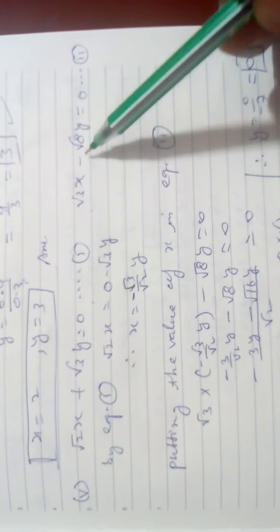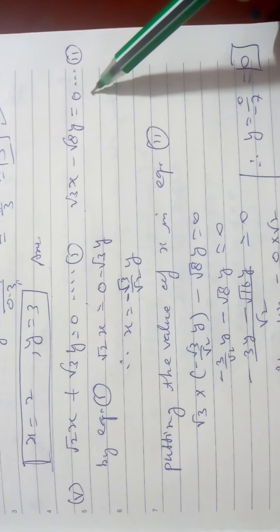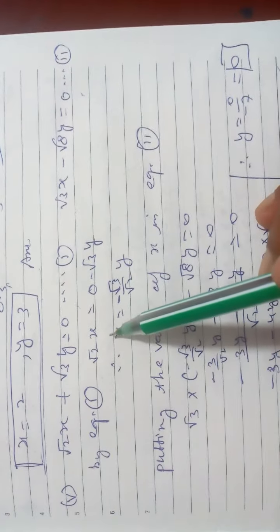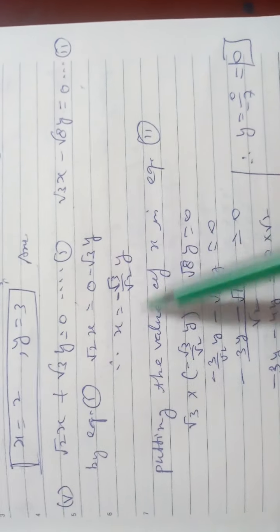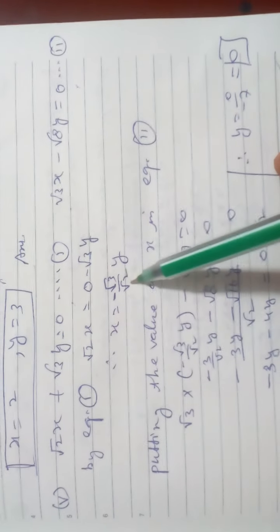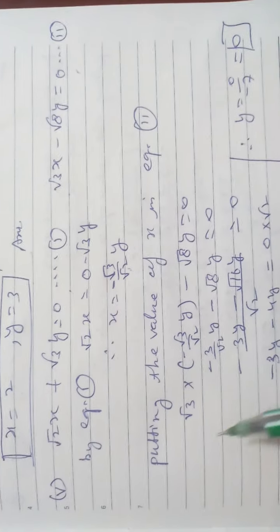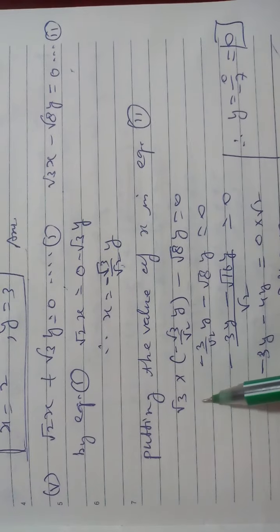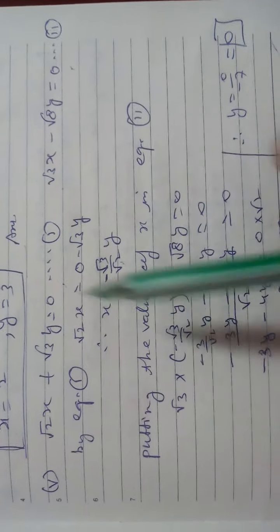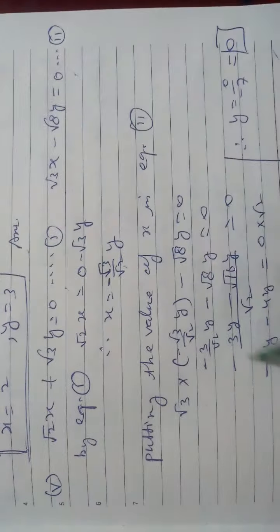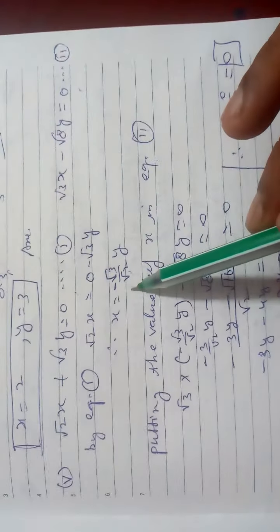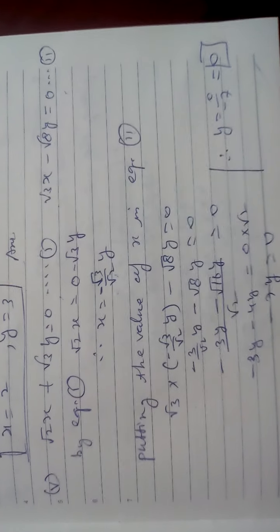One question: root 2x plus root 3y equal to 0, root 3x minus root 8y equal to 0. By equation 1, what are you getting? Root 2x is equal to this, so x is equal to minus root 3 by root 2 y. Putting this in the second equation. By first means second, by second means first. You will substitute in the other.